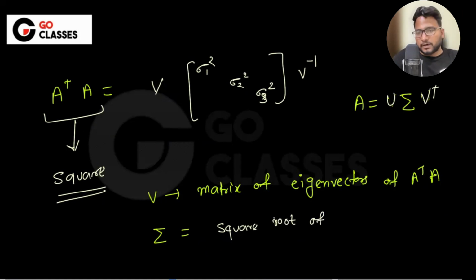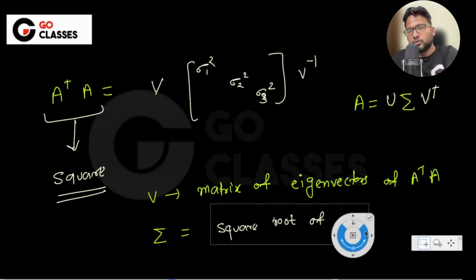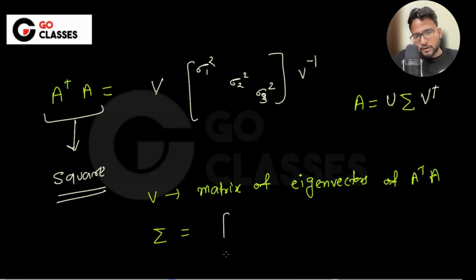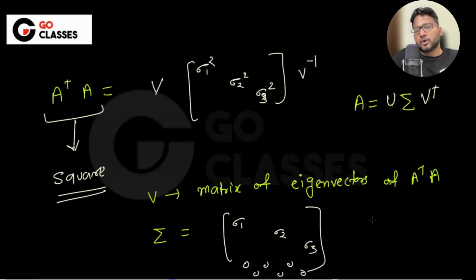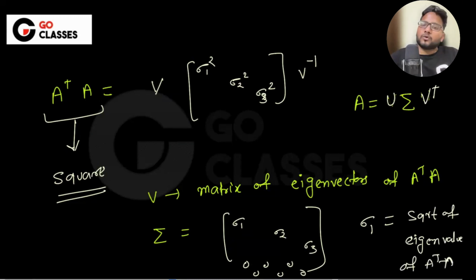So basically, this sigma is nothing but sigma 1, sigma 2, sigma 3, and maybe zeros at the end. Okay, this is sigma. So how to find out the sigma 1? This is the square root of the eigenvalue of A transpose A, right? So we know how to find out this V. What we will do, given a matrix, we will find out A transpose A. We will find out its eigenvectors. We will be getting V. We will be getting sigma also, right? Because the eigenvalues of A transpose A.